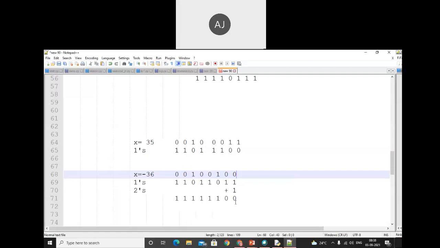So 1 plus 1, value 0, carry will be generated. Here we also get 1 plus 1, 0, carry will be generated. So here we get 1 plus 1.